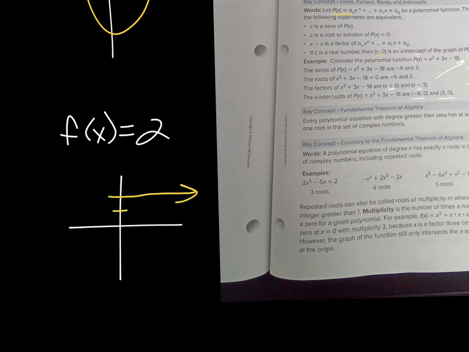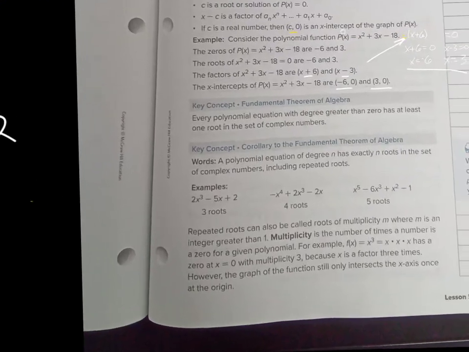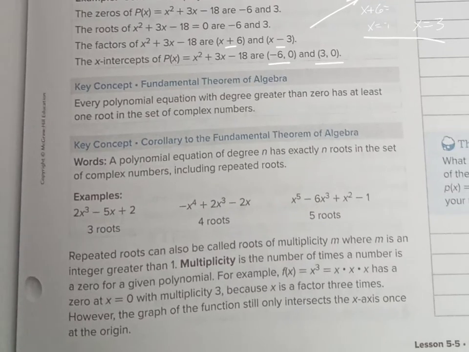So it'd be this. If the degree is 0, there are no x-intercepts. But as soon as we get a variable in there, the line starts switching, we start getting curves, okay? So that's what they're saying there. Every polynomial equation with degree greater than 0 has at least one root, one place it crosses the x-axis, kind of, or one 0 we could find, okay? Because it says in the set of complex numbers.